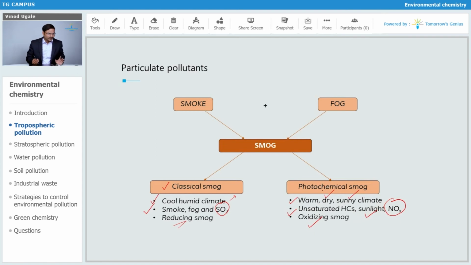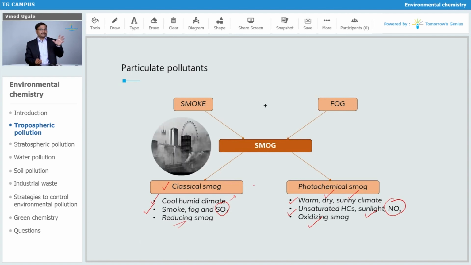So two points are very important. Classical smog has the gas SO2, photochemical smog has the gas NO2. Classical smog is formed in the early morning and photochemical smog is formed during the daytime on a sunny day. Classical smog is reducing smog and photochemical smog is oxidizing smog. The reason behind that is which gas is present in that smog. Yes, we can see the picture of London, the famous London smog that occurred in December 1952. Why was that London smog formed? Because of smoke, fog and sulfur dioxide present in the air.